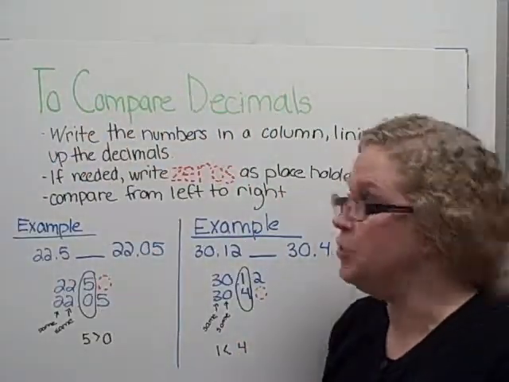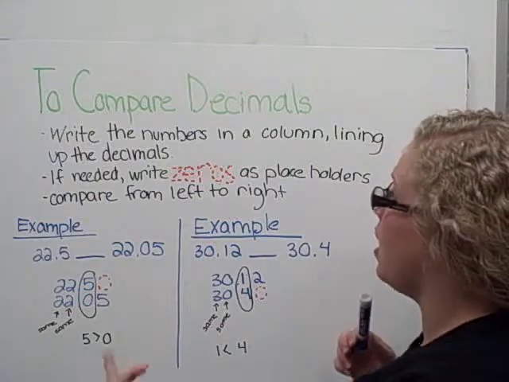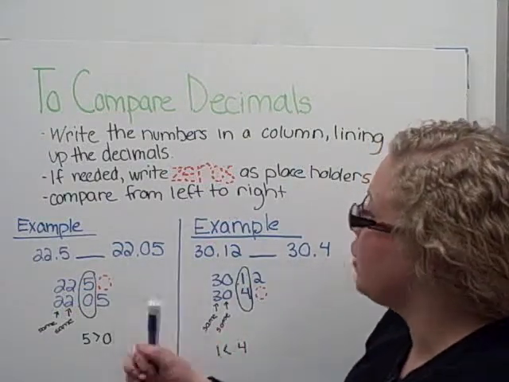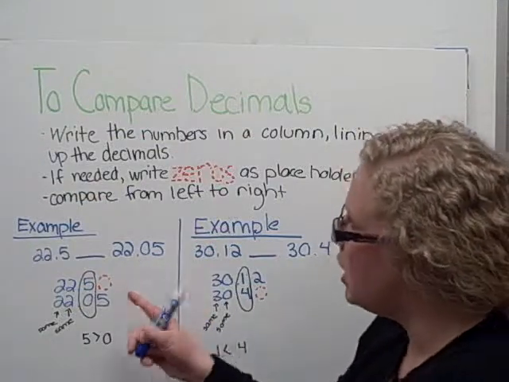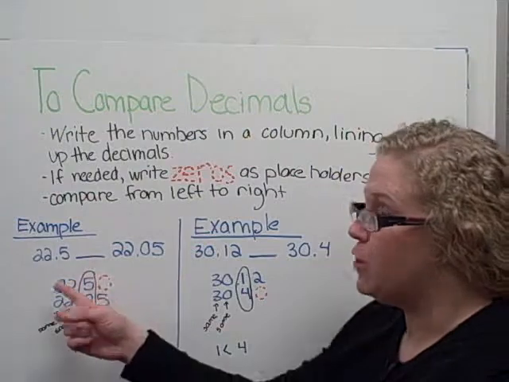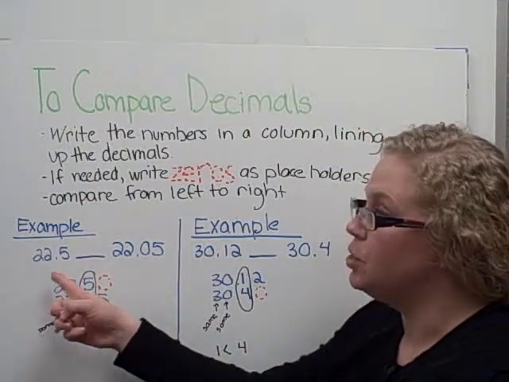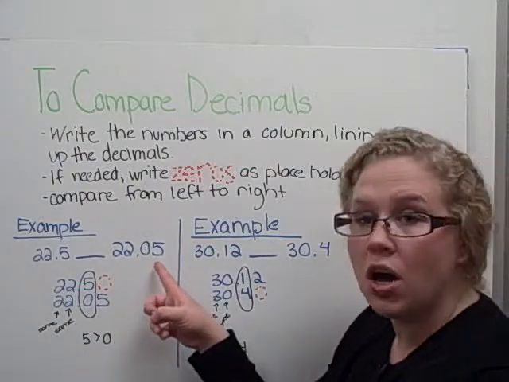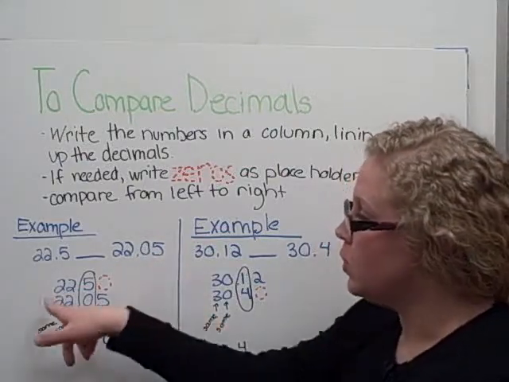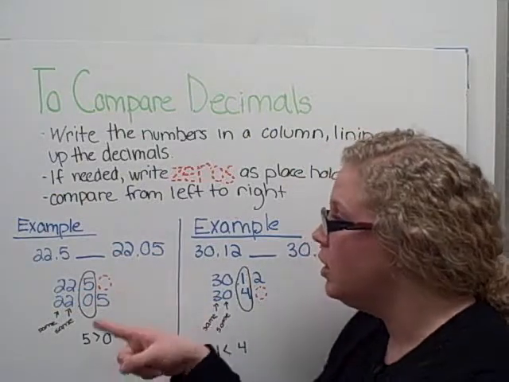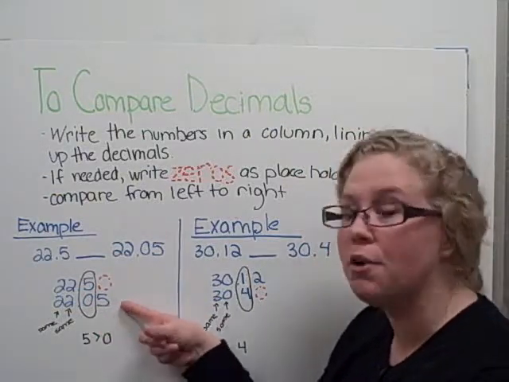To compare decimals, we write the numbers in a column, lining up the decimals vertically. If needed, we write zeros as placeholders, and we compare from the left to the right. So in our first example, we're comparing 22 and 5 tenths to 22 and 5 hundredths. 22.5, and we add a 0 as our placeholder, compared to 22.05.